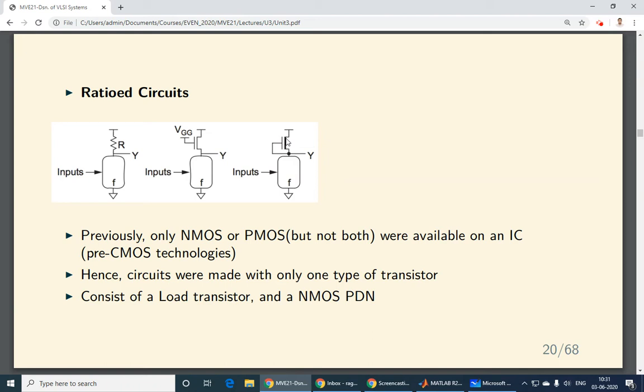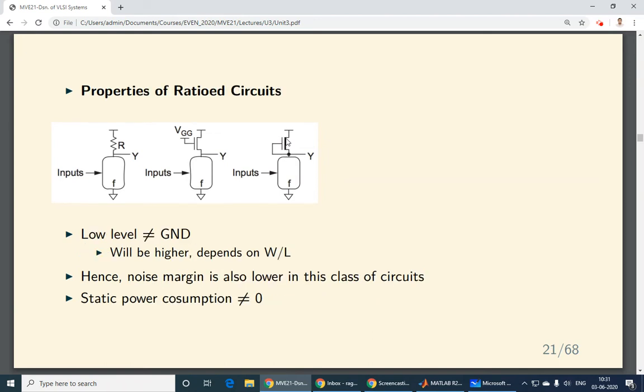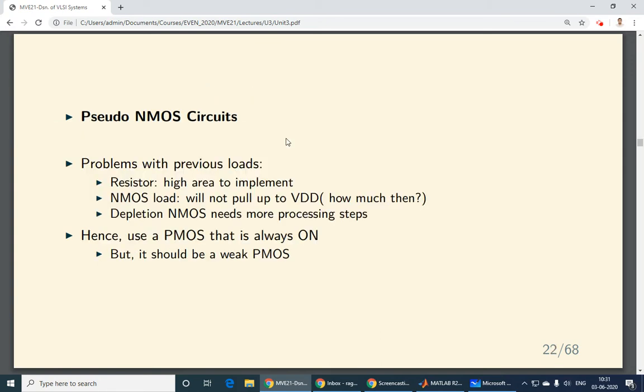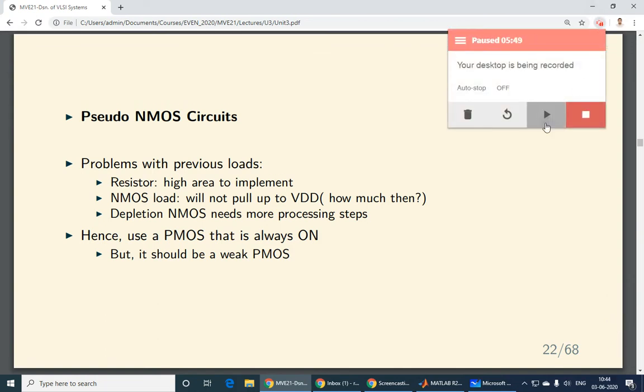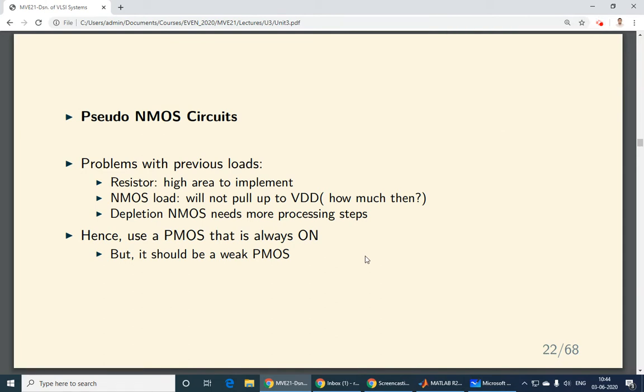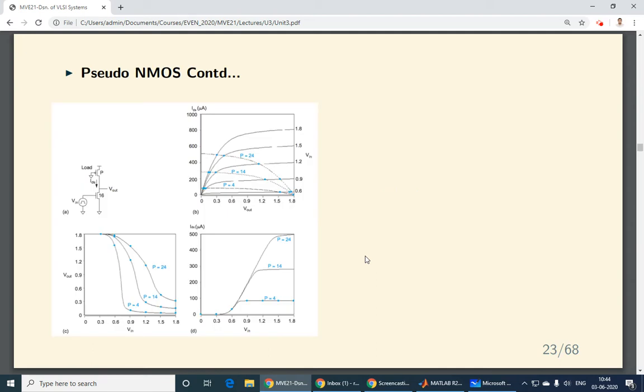All this is the evolution of ratioed circuits until we come to the family that we are talking about, which is called pseudo NMOS. In pseudo NMOS, instead of the three options that we saw there, the resistor, the NMOS load, or the depletion NMOS, we put a PMOS transistor, and the PMOS transistor is connected such that it is always on. That is going to be the pull-up network, and this is going to be always on.